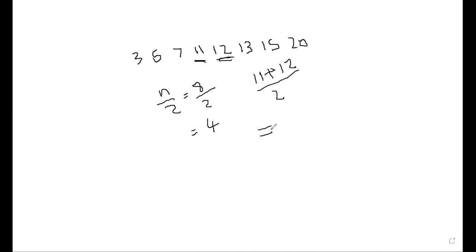11 plus 12 equals 23. Right? Equals 23 divided by 2. Then 23 divided by 2 is equivalent to 11.5. So this is our median, meaning we'll be done with our median. I hope you're all following, right?